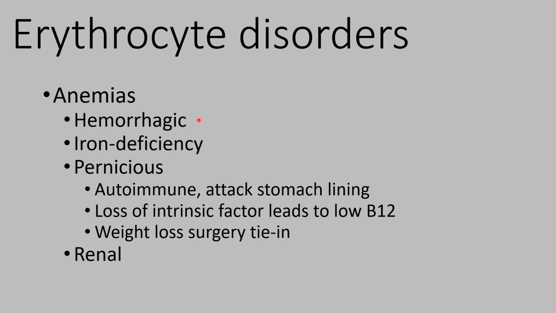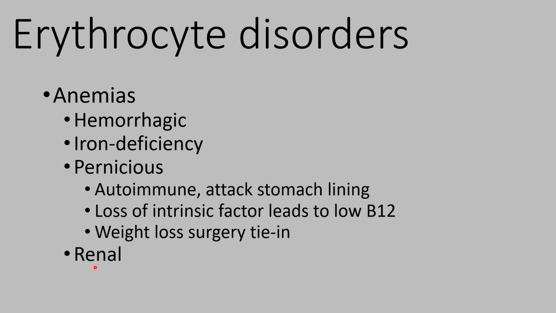And I have something here interesting where I say weight loss surgery tie-in. With the rise of weight loss surgery, there was a rise in pernicious anemia, but it wasn't because of autoimmune diseases. Well, some types of weight loss surgery remove a part of the stomach, and with that comes the stomach lining. So if you are removing a significant amount of stomach lining, you're going to have less intrinsic factor, less B12, and you can't make hemoglobin well. That's also a type of pernicious anemia.